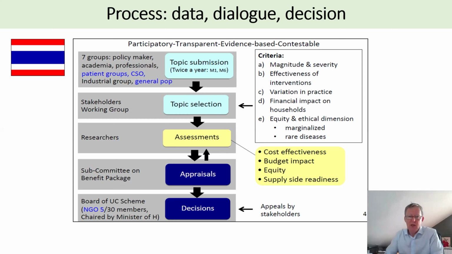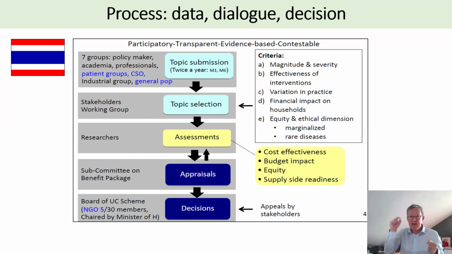So at the top, 7 groups: policymakers, academia, professionals, patient groups, CSOs, industry, general population. Actually, I checked in with Thailand recently, and apparently this is now 9 groups. Twice a year, they can make a submission about an inclusion in a benefit package. It can either be online or through some public hearings. As we drop down to the next box, there's then a stakeholder working group which selects from those submissions a set of topics using the criteria on the top right there.